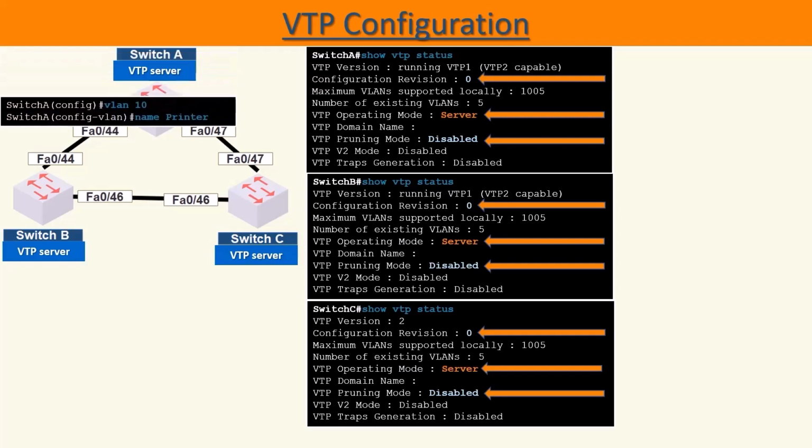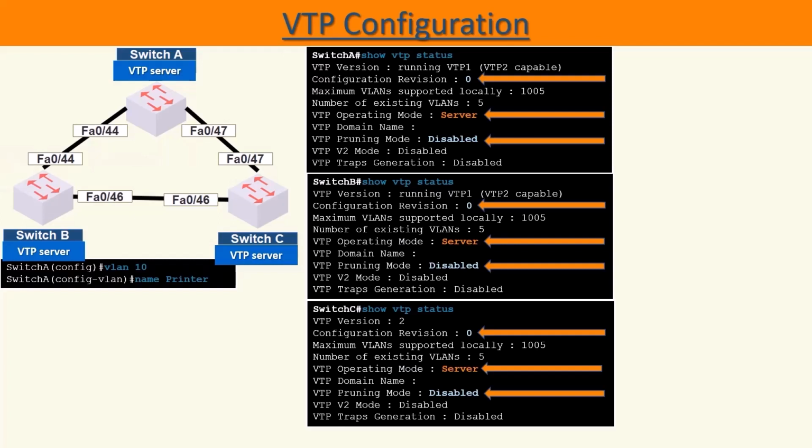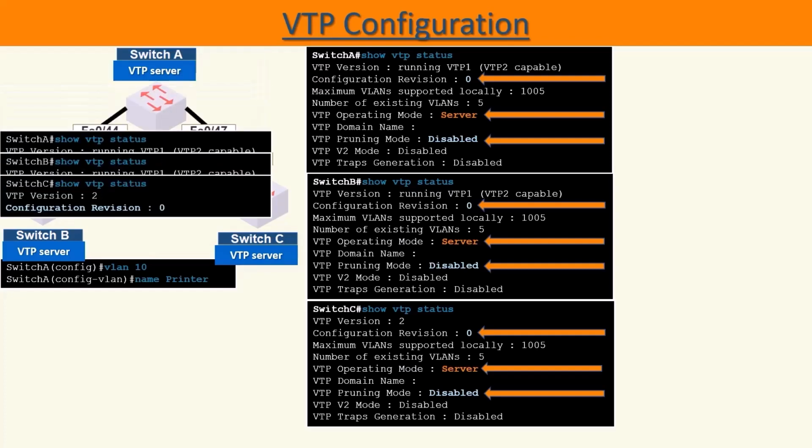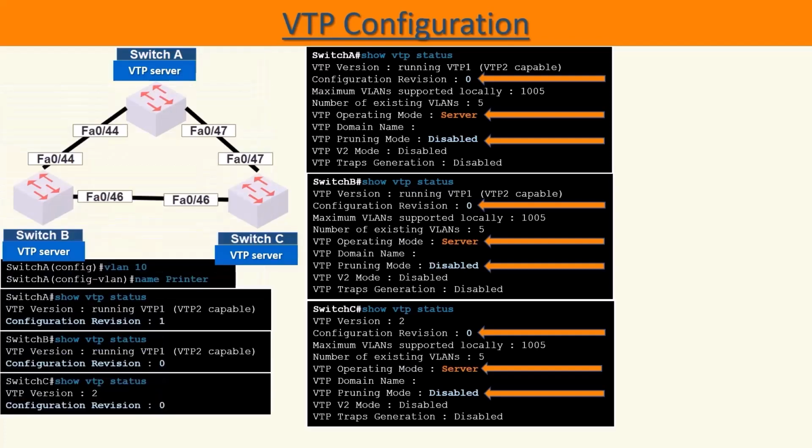We will now create a VLAN on switch A, VLAN 10, called printer. We will now do a show vtp status on all the switches. We notice that the revision number was incremented to 1 on switch A, and there are no changes on B and C. This is because we have not configured a VTP domain.